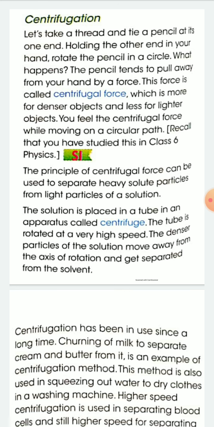You will see that the pencil tends to pull away from your hand by a force, and this force is called centrifugal force. This centrifugal force is more for denser objects and less for lighter objects. And you have to remember that you will feel the centrifugal force only when you are moving on a circular path.